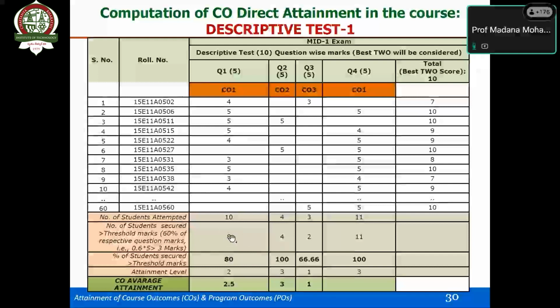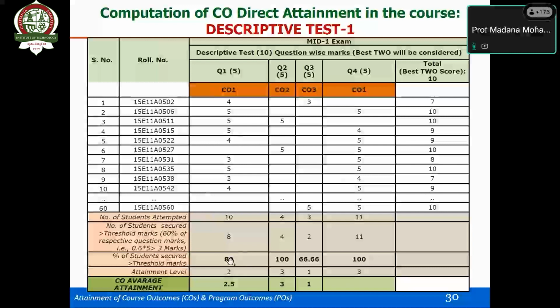So here I have added only whoever secured greater than 3 combinations. So 8 students are there. Then you can see the percentage. So attempted 10, secured 8. So 8 by 10. So what is the percentage you will get?